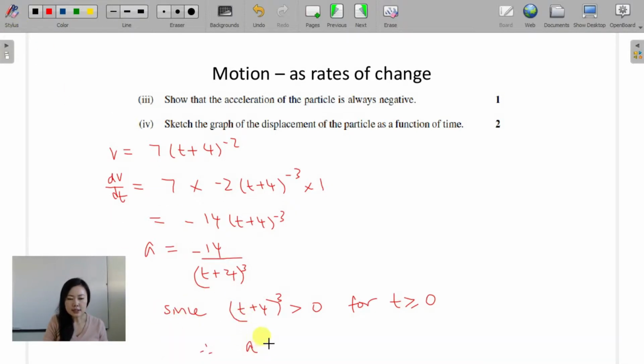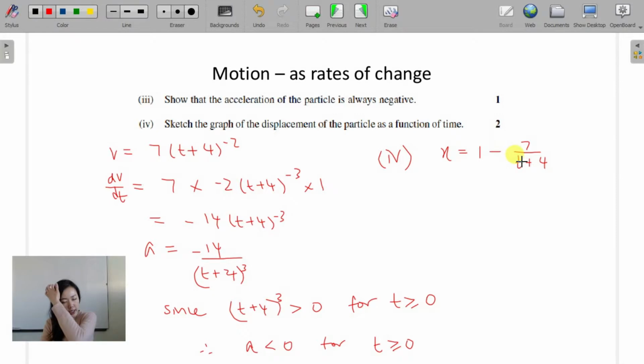Okay, so therefore acceleration is negative as long as t is positive. Okay, and then the last part is the sketch. So we're trying to sketch this function here.